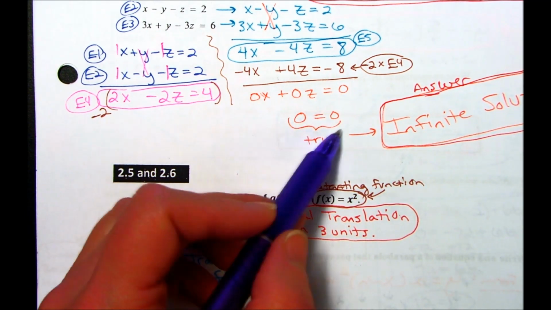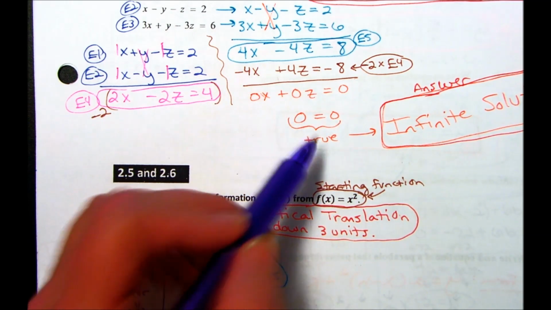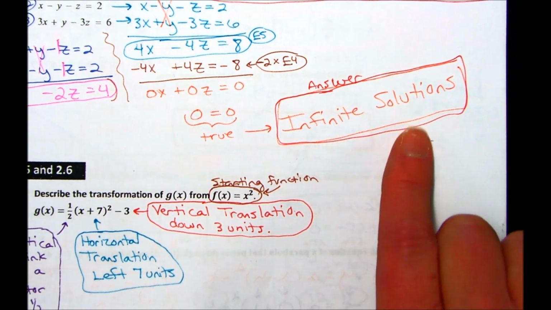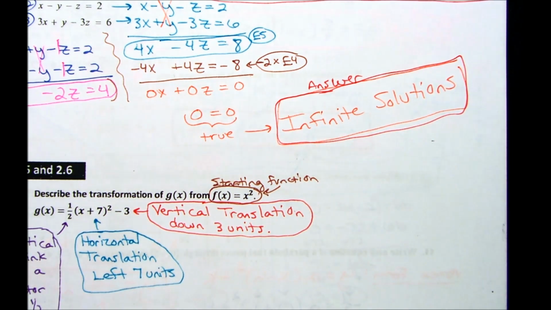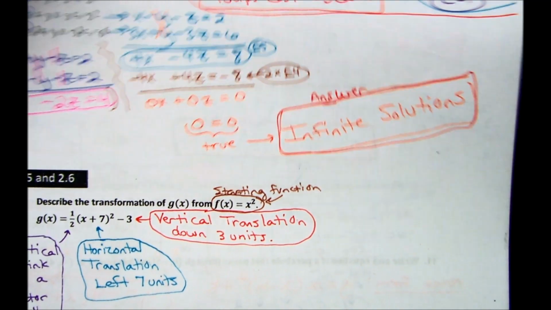Since we do end up getting a true statement, so everything canceled out, 0 equals 0 is a true statement, that's when your answer, you would write down infinite solutions. Make sure you show all of your work, because all your work is worth points, not just the answer.